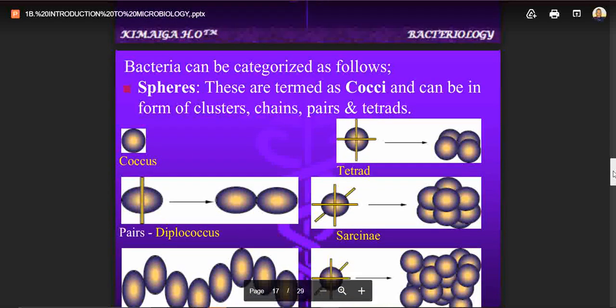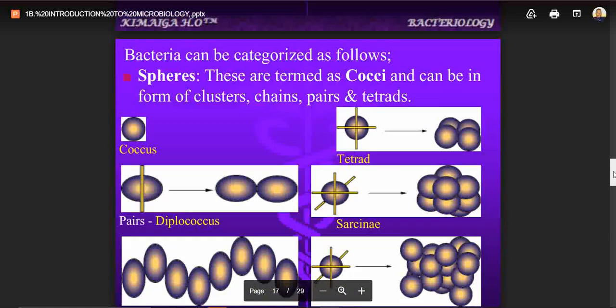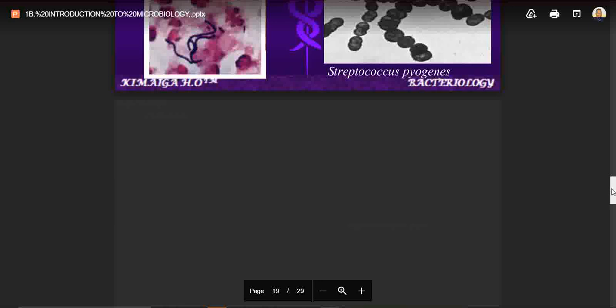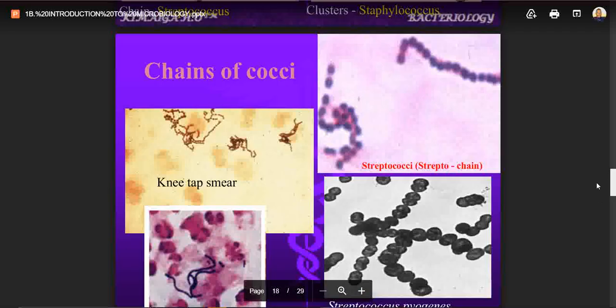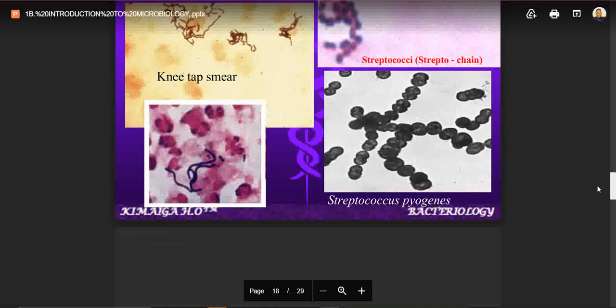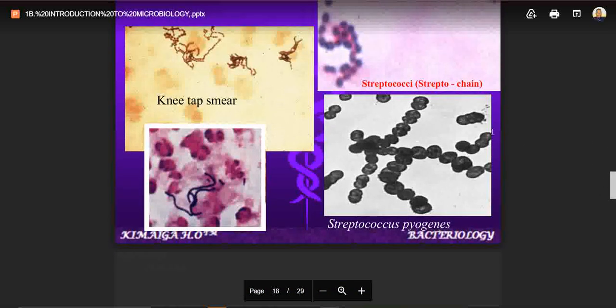So bacteria can be characterized as follows: spheres, which are termed cocci, can be formed of clusters, chains, or pairs and tetrads. What you are able to see is what I'm talking about. So I think we can proceed from this area later. That will be just an introduction to the bacteria, though it's not over. It's not actually over.